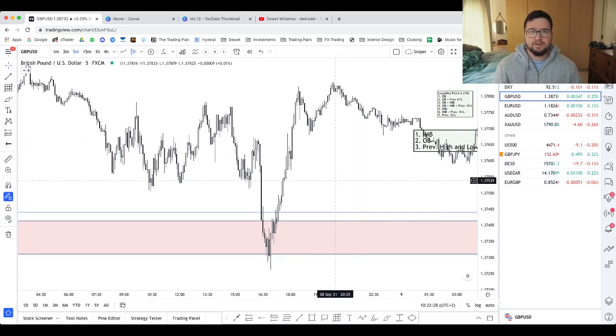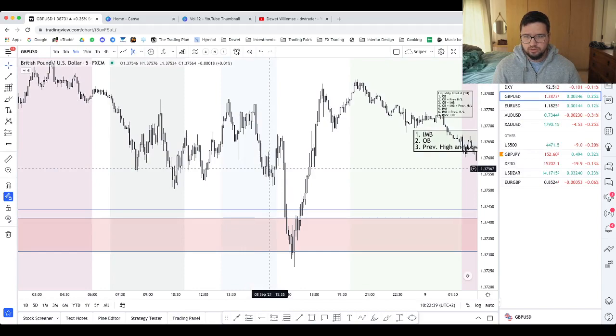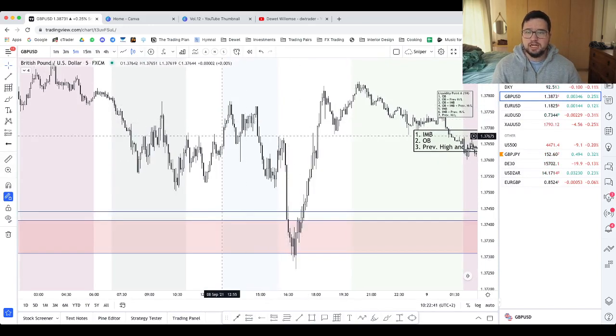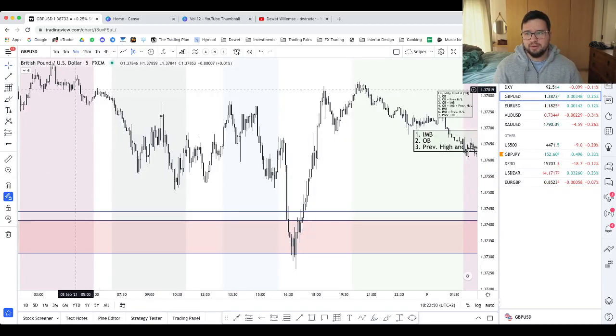Okay, so let's dissect and analyze what happened here. This was around New York Open, and we just see exactly the time zone, New York. This is when New York Open. So this was a sell-off in the New York session. We're not worried too much about this move down because it basically happened after our trading session.